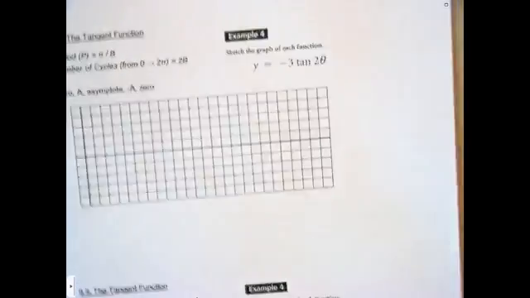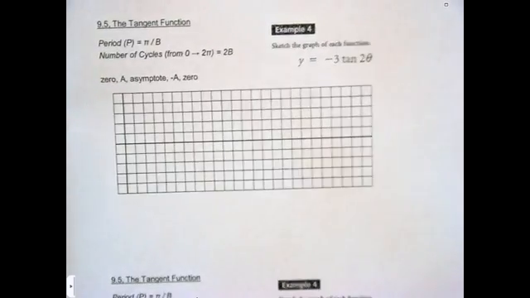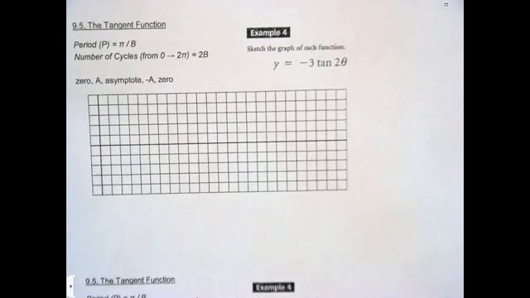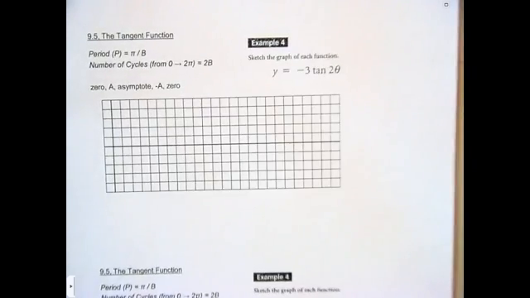All right. Okay. Next one. Example 4. Give it a go. Negative 3 tan 2 theta.